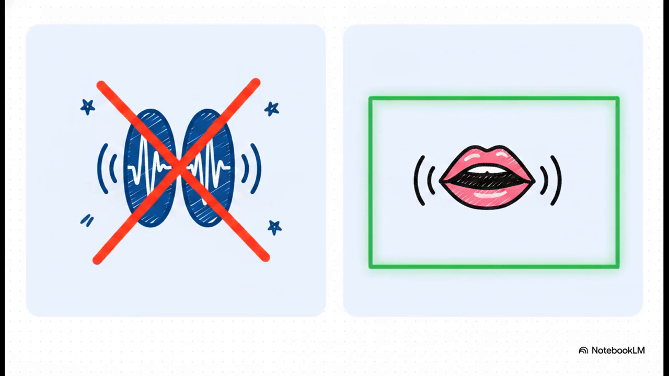The source, your vocal cords, creates your fundamental frequency, or F0. That's your pitch, and it varies wildly depending on who is talking or even what mood they're in. The filter, your vocal tract, creates these resonant peaks called formants, specifically F1 and F2. These are what actually define the vowels and consonants.